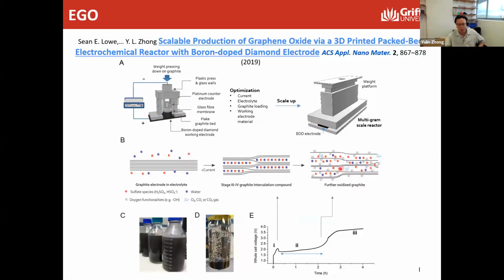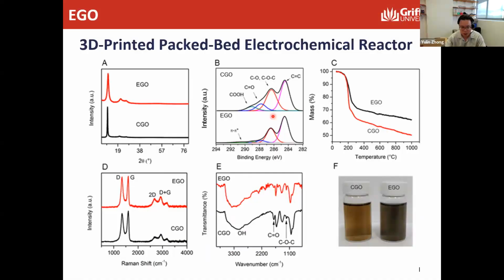So in this paper, we demonstrated that in this packed bed reactor that we designed, we could do a similar type of electrochemistry. And in this paper, we looked at using sulfuric acid, which is of course cheaper than perchloric acid, and it does the same thing. It oxidizes the graphite well and transforms it into graphite oxide. And through 3D printing, we are also able to scale up the reactor to produce a few grams of graphene or graphite oxide. So just some characterization to show that we indeed produce graphite oxide.